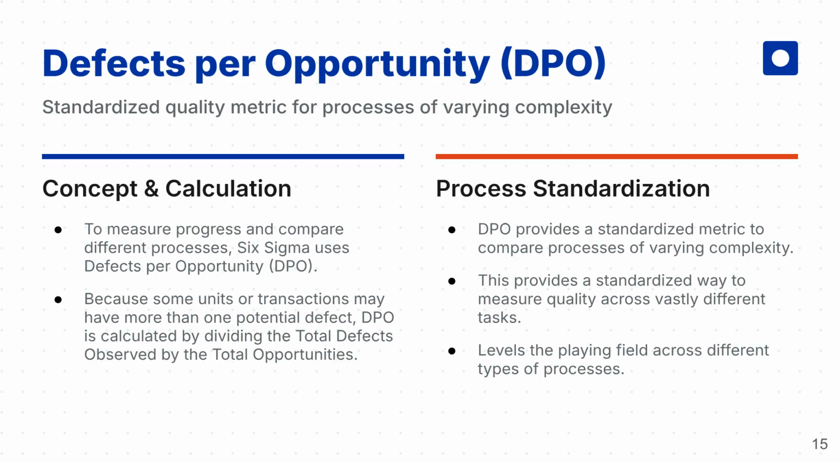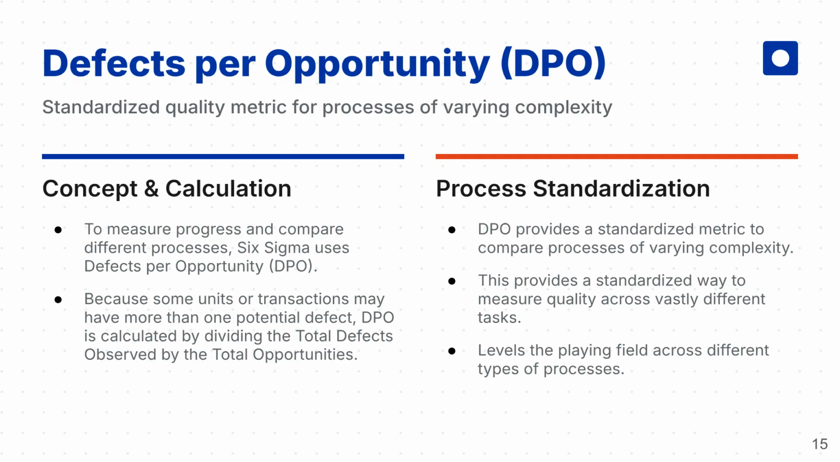Imagine comparing 2 manufacturing lines. One process consists of only 10 steps, while another has 100 steps. If both produce 20 defects, it would seem that their quality is the same. However, the second process has many more opportunities for defects, so its actual performance is much better. DPO reveals this difference, making comparisons more meaningful and accurate.